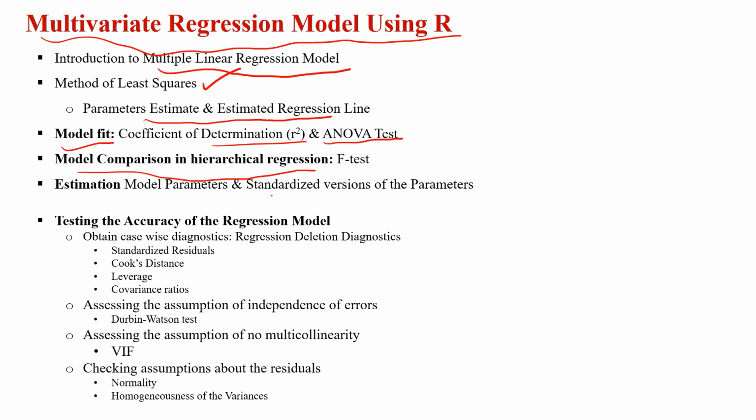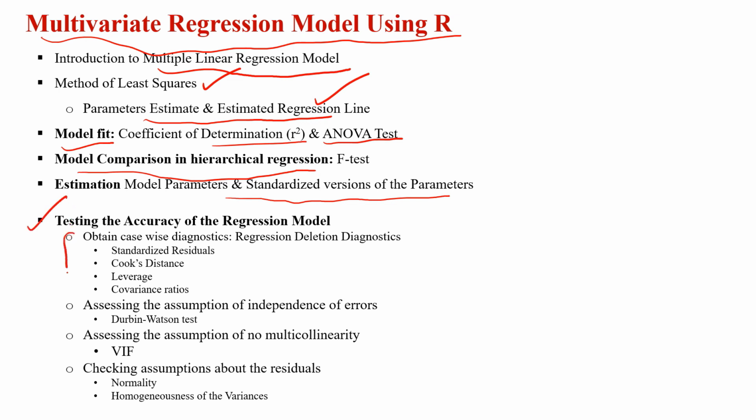We also talk about the standardized version of the parameters. So here we will estimate the parameters, and then we will also talk about their standardized version, which we are going to estimate through R, and then we will see how we can interpret those standardized parameter estimates. And then we will check the accuracy of the regression model.